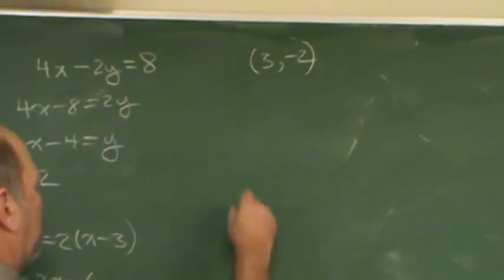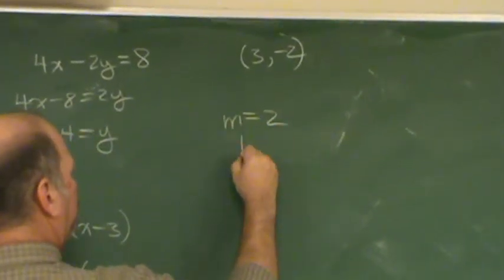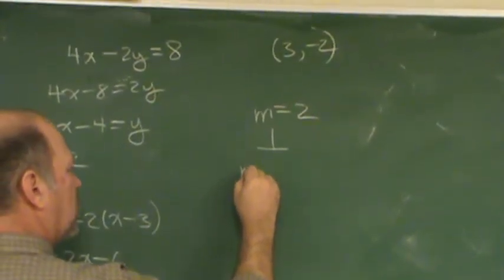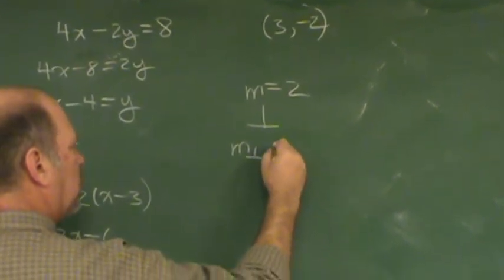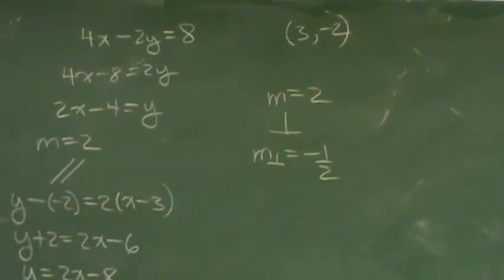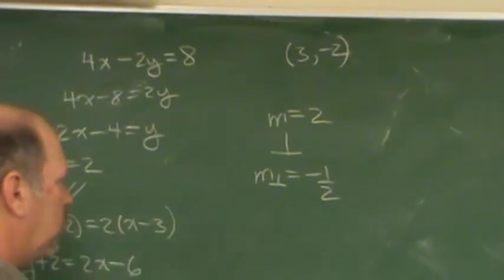Now, if I want perpendicular, the slope of this line is still 2. Perpendicular means that I'll flip this puppy over, change its sign. So the slope of my perpendicular lines is going to be -1/2. Remember, negative reciprocals. You flip that puppy over, you change its sign. Then you do the same thing.